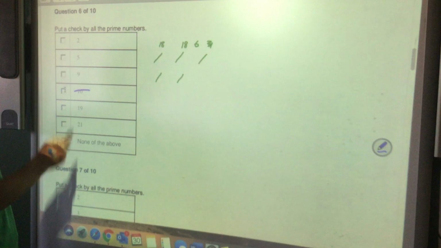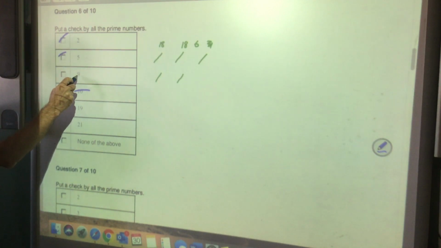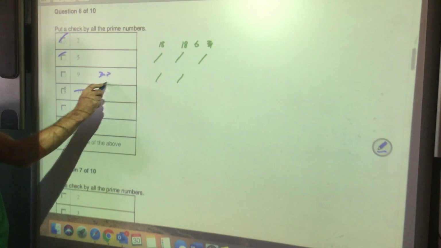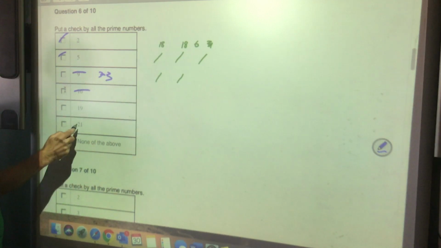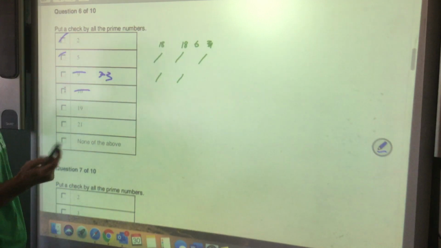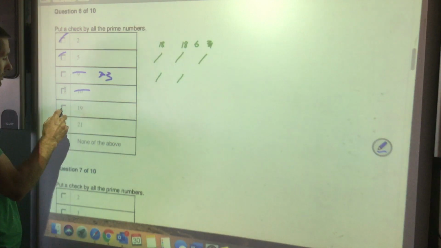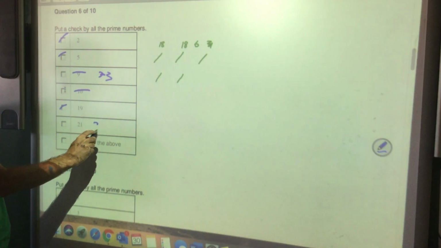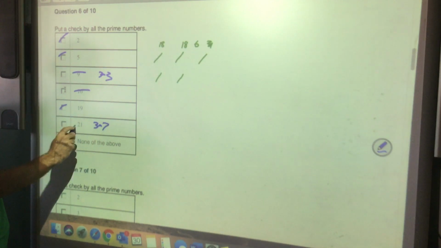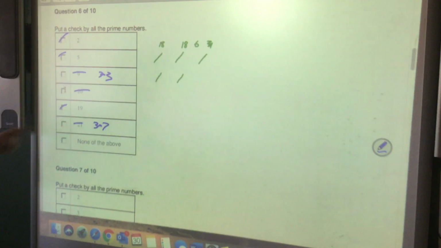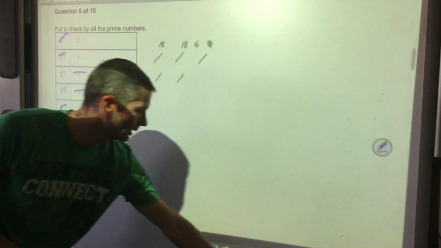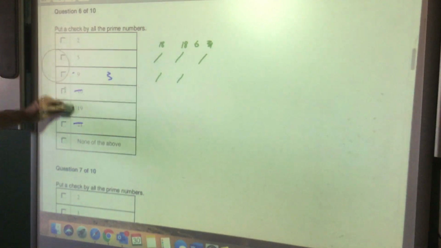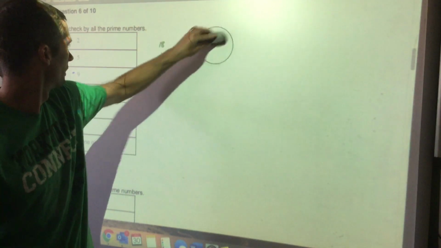1 times 5 is the only one there, that's prime. 9 has 3 times 3, so that's composite. 19, think through them. Nope, that's prime. 21 has 3 times 7, so that's composite. So there's your answer, those 3. Okay, I'll keep going. Another one just like that.